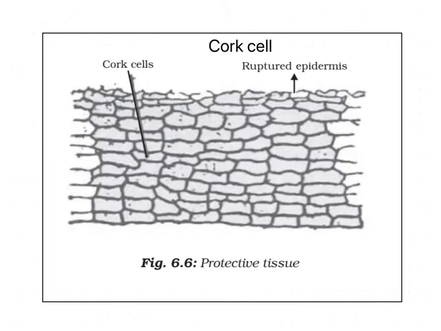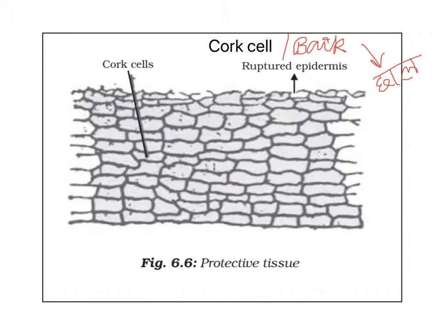Now coming to the cork cells. Have you heard about the term bark? Anybody, can you tell me what is bark? आपने bark का नाम सुना है? Bark means छाल, पेड़ की छाल. Have you heard it? Yes. So that is also called cork cells.